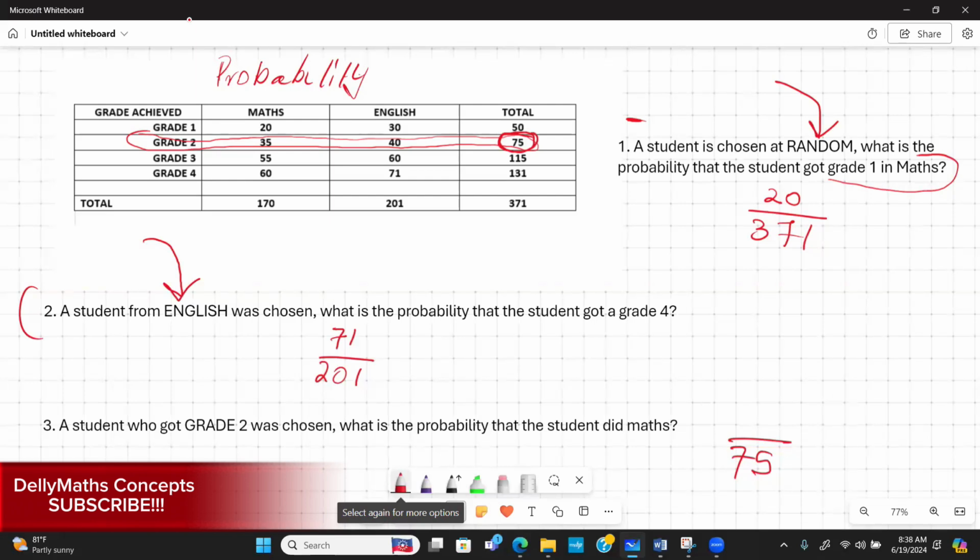The question went further. It says, what is the probability that the student did math? So you're talking about grade 2, so it's either math or English. Look at it. For math, it is 35 of them right here. So 35 of them did math. So 35 over 75 would be my probability. And so whenever we're looking at probability, what we want to do is to read carefully, see the keywords that we got, and remember the sample space would be the total for that.